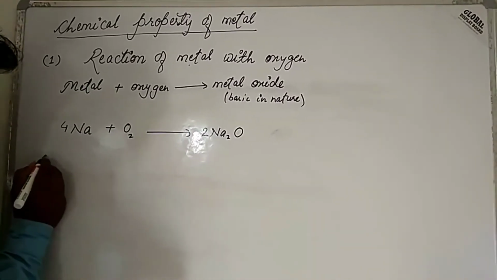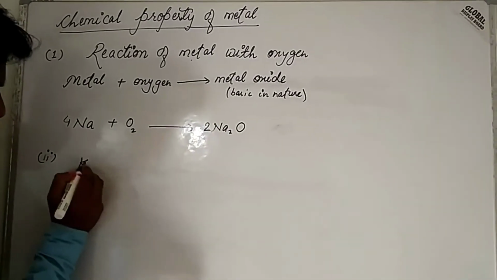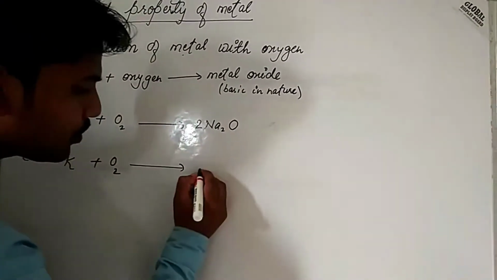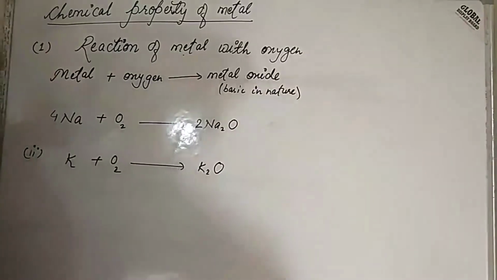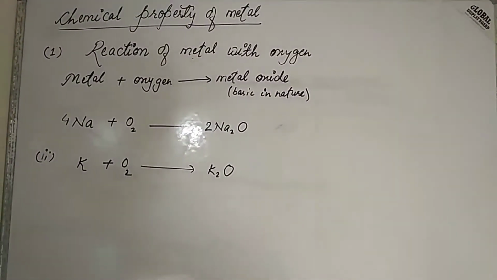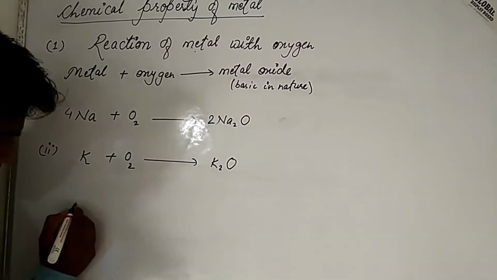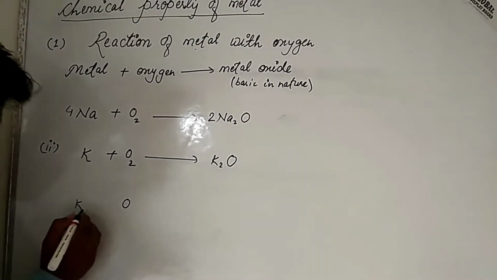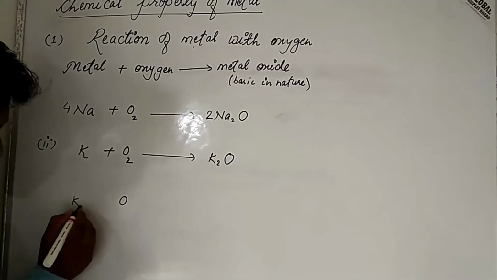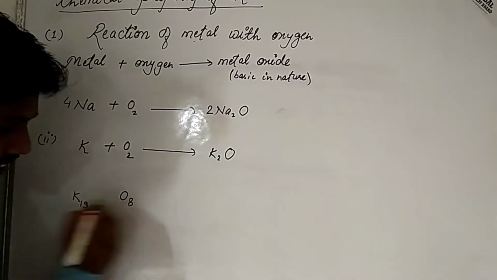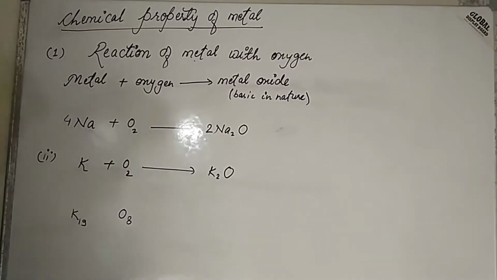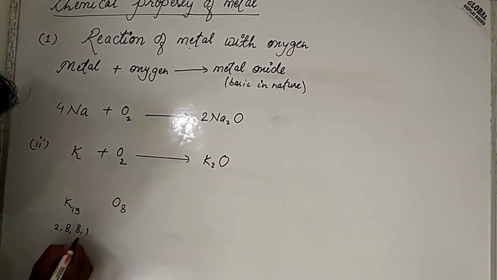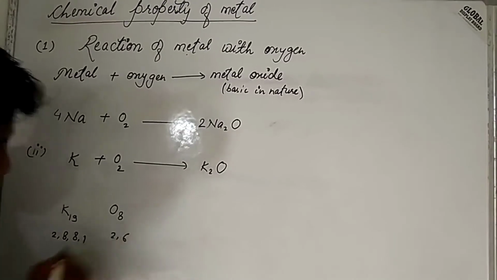Now second example, children. When potassium reacts with oxygen, it forms potassium oxide. Now see, separate the atoms, potassium and oxygen. The atomic number of potassium is 19 and of oxygen is 8. Clear, children? Write the electronic configuration: 2, 8, 8, 1 and 2, 6.